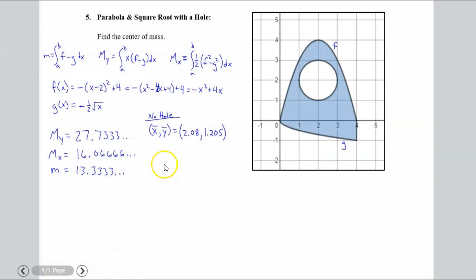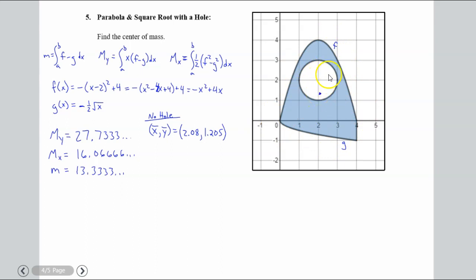All right, so we're back at the note page, and I went ahead and wrote those my, mx, and mass down. The divisions, again with no hole, give me a centroid at x is 2.08 and y is 1.205. So you can put those in if you want. 2.08 is about right here, and 1.205, maybe up here a little bit. So somewhere around there would be my center of mass if there were no hole in this shape. But there is a hole, so what do we do with that?